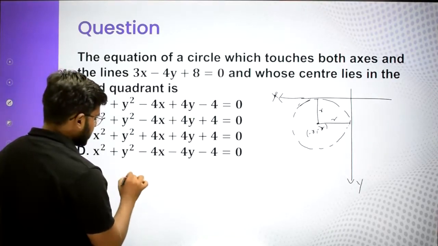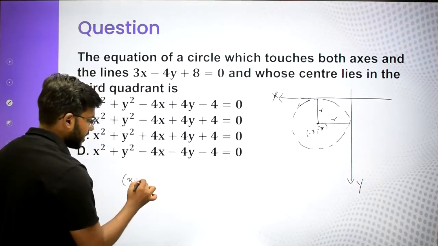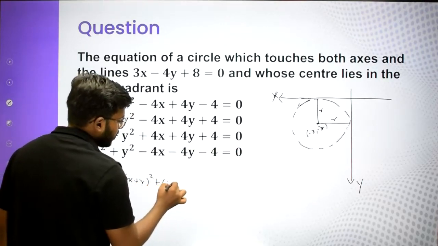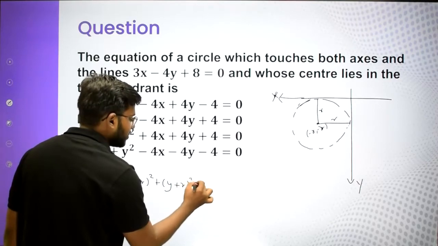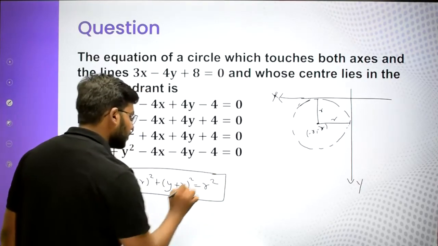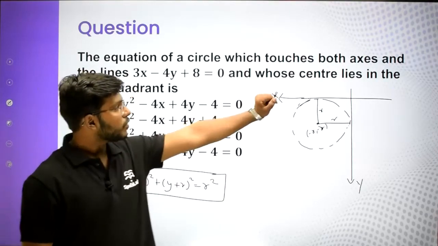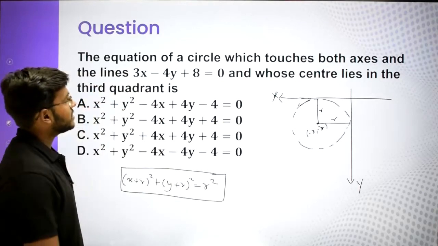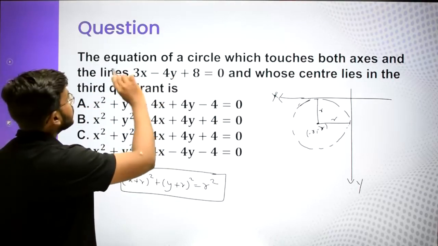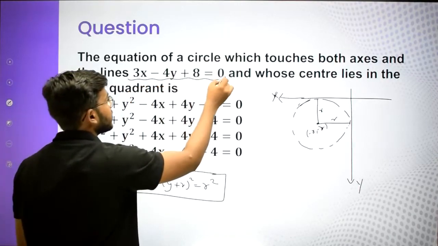So if you write down its equation, it will become x minus of minus r, so it will become x plus r whole square plus y plus r whole square, in the similar manner, is equal to r square. So the only variable over here is your r. And for that, one more piece of information is given to us: the circle touches both the axes and this line.